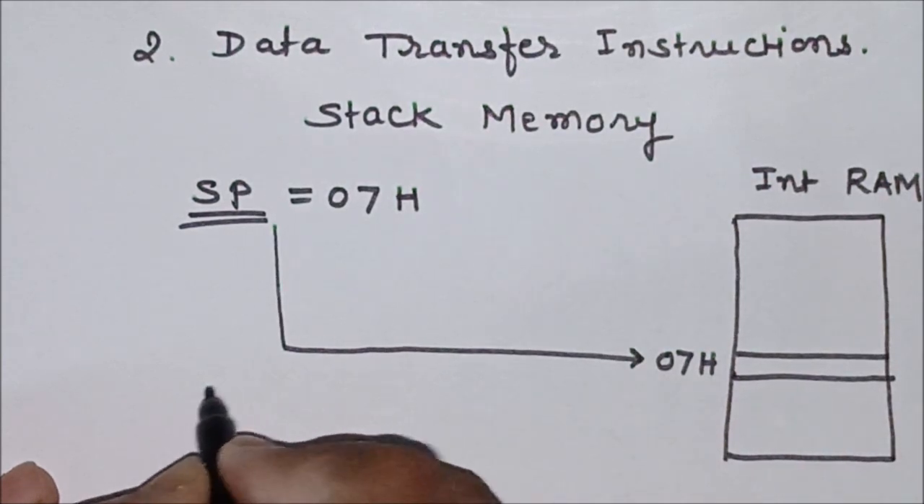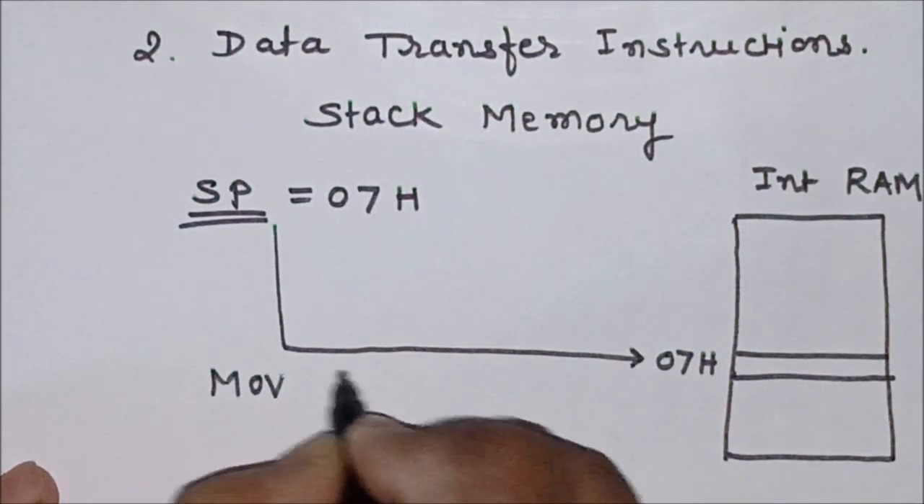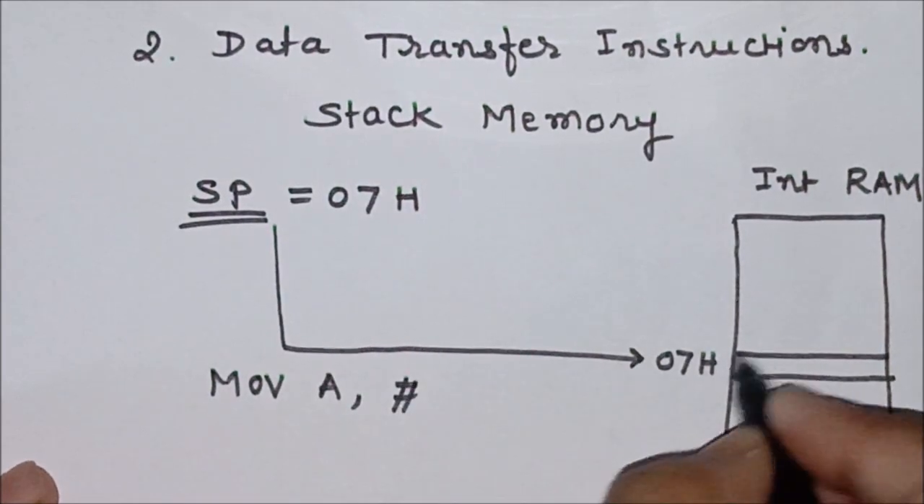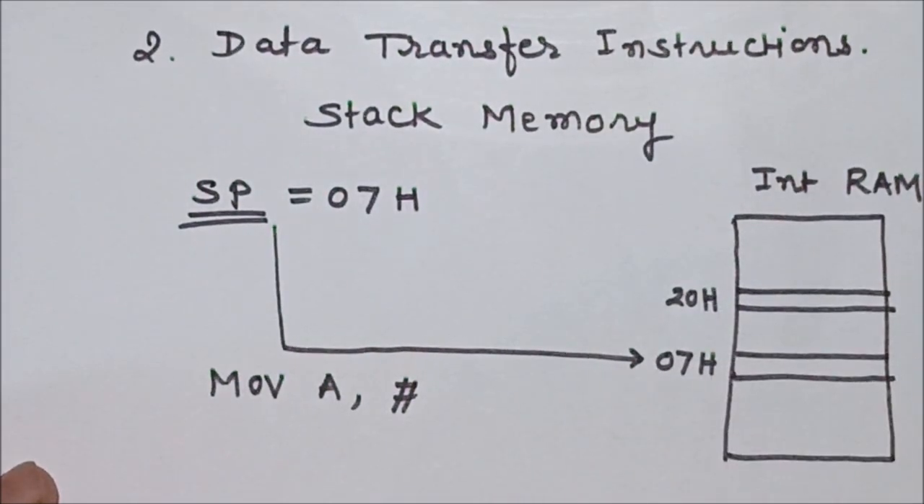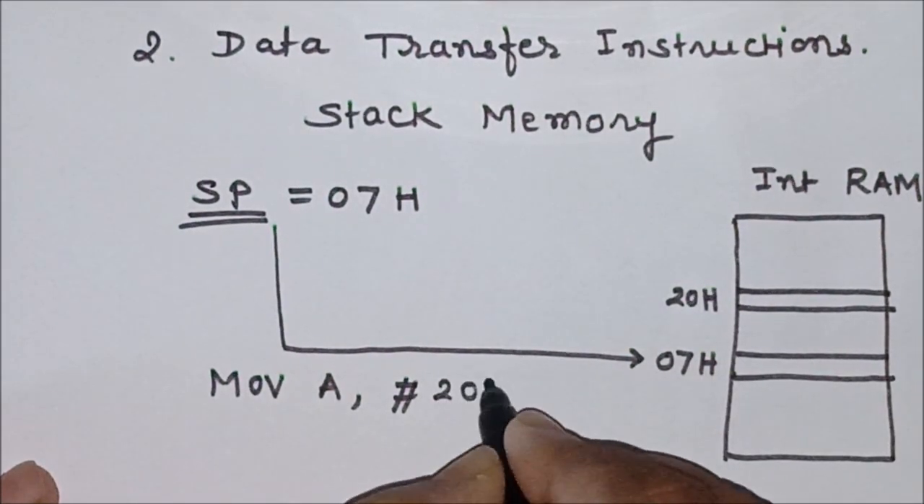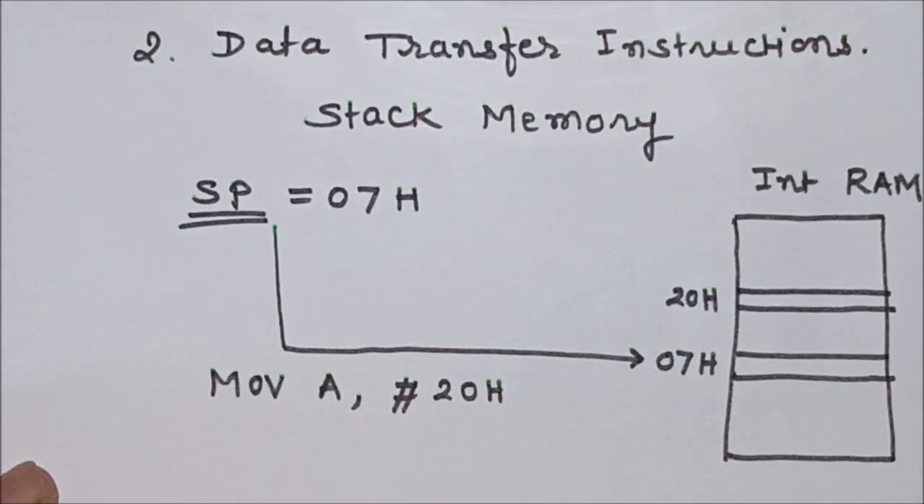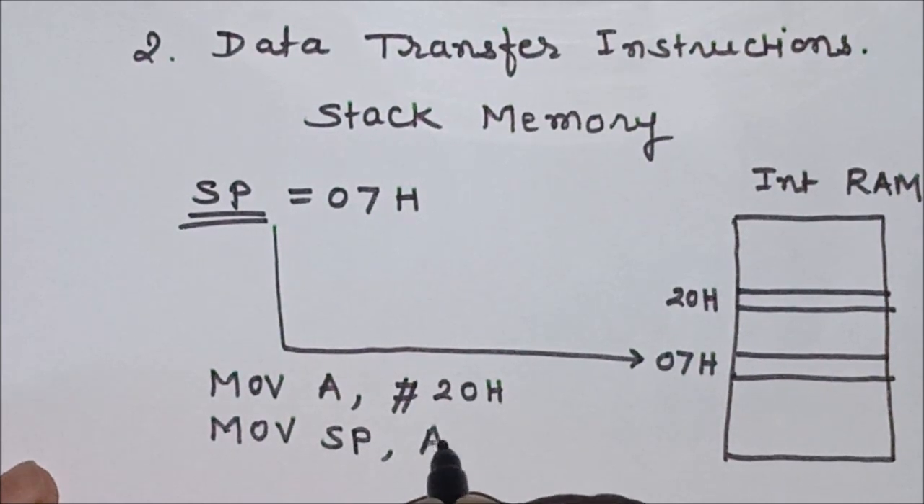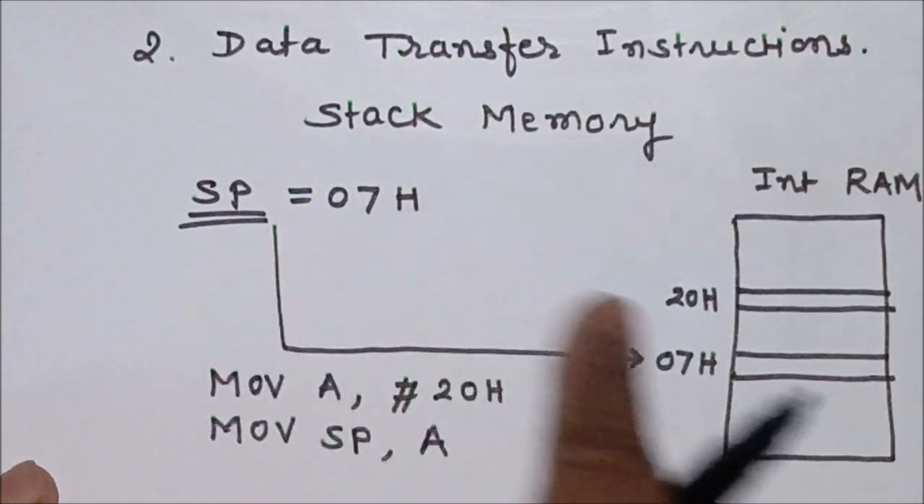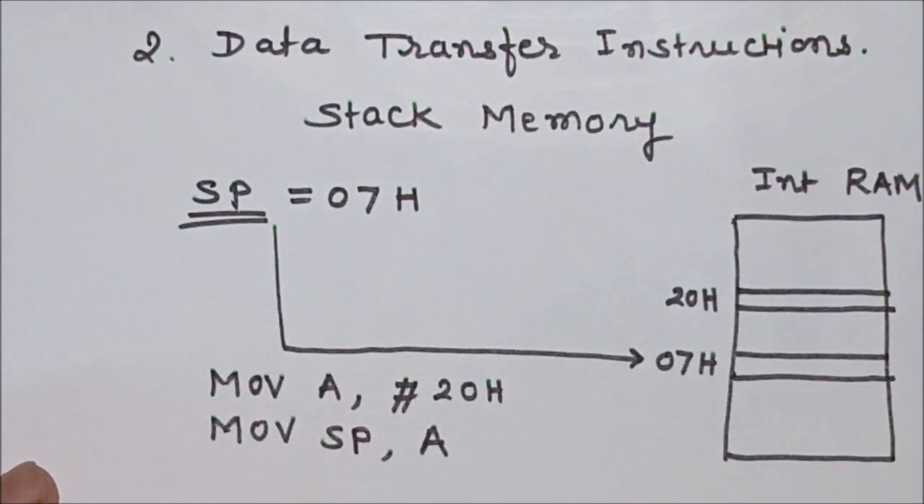Now we can change this default position of the stack pointer register to anywhere in internal RAM memory. For that we can use the instruction MOV A. Suppose I want to move the stack pointer to memory location 20H. Then first I will store this 20H value in the accumulator and then I can use the instruction MOV SP, A. That means now 20H is stored in the stack pointer, so the stack pointer register will point to memory location 20H.